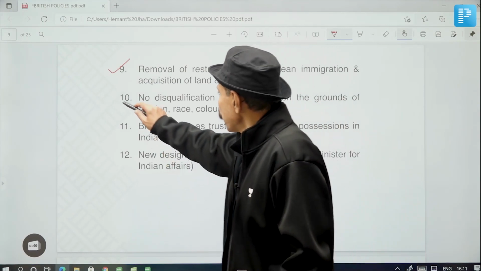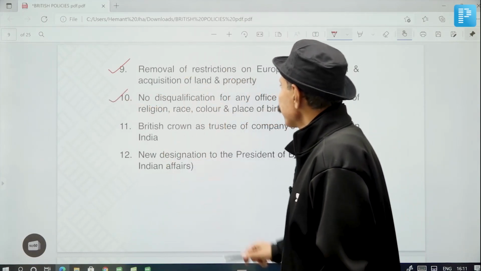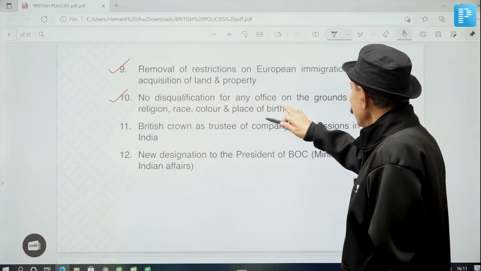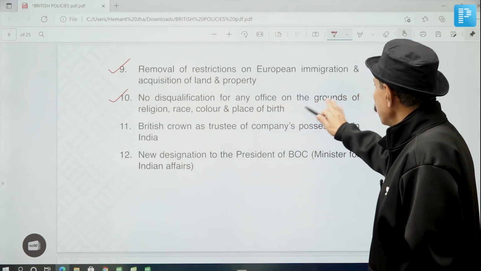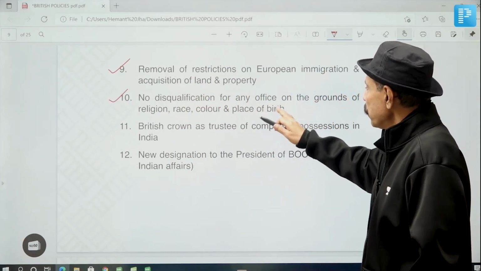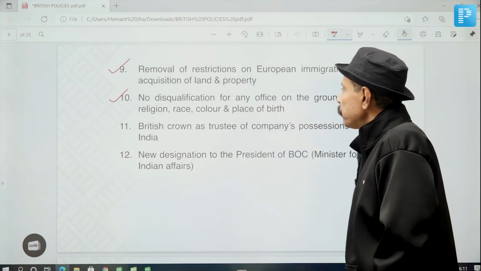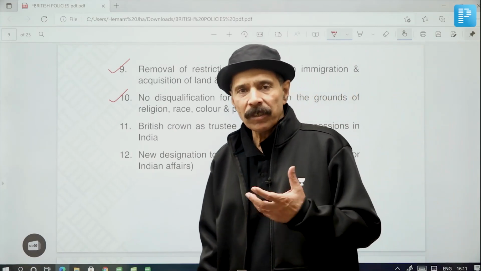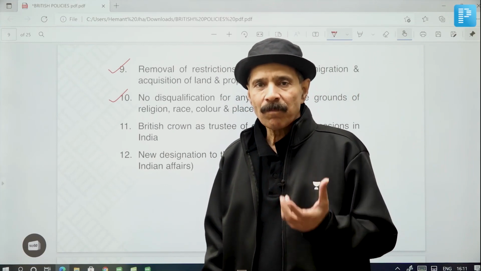Next one, the provision that there would be no disqualification for any office on the grounds of religion, race, color, and place of birth. So this was also a progressive provision, you can say.